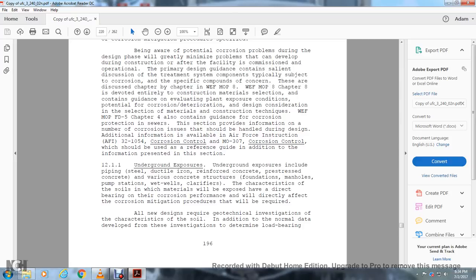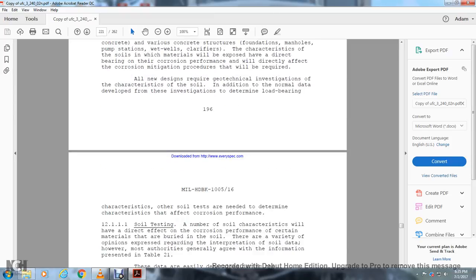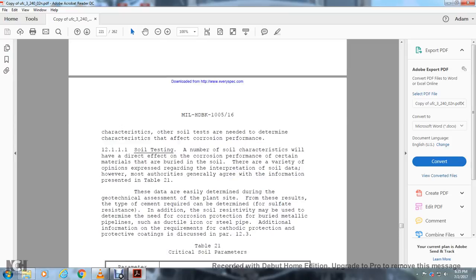12.1.1 Underground exposure. Underground exposure includes piping, steel, ductile iron, reinforced concrete, pre-stressed concrete, various concrete structures, perimeter foundation, manholes, pumping stations, and clarifiers. The characteristics of the soil materials to which they are exposed differ, and the corrosion performance varies widely, affecting the corrosion mitigation procedures that are required. All designs require a geotechnical investigation of the characteristics of the soil, in addition to the normal data, to determine the load bearing. Other soil tests are needed to determine the characteristics affecting corrosion performance.